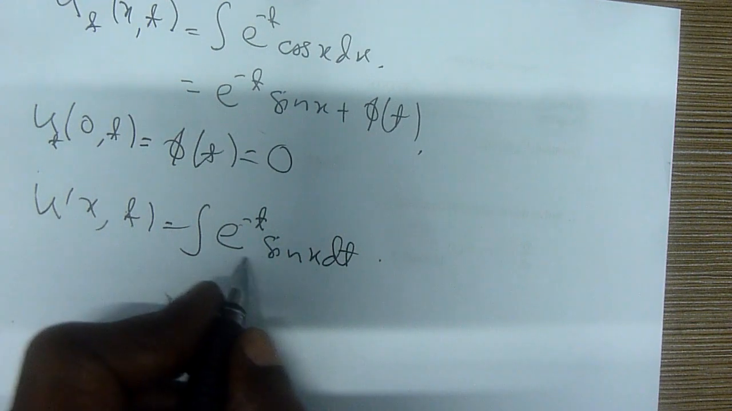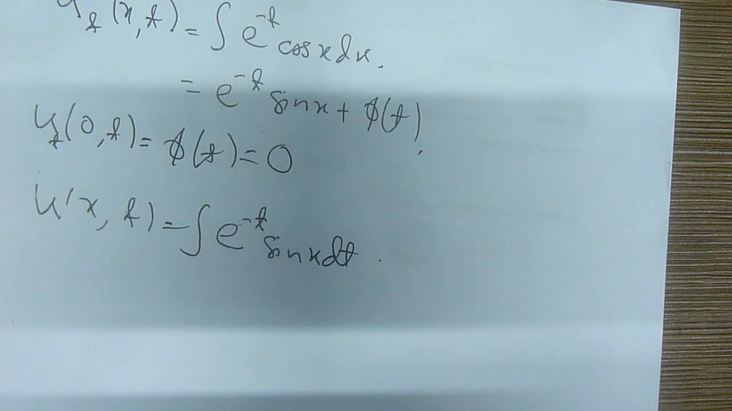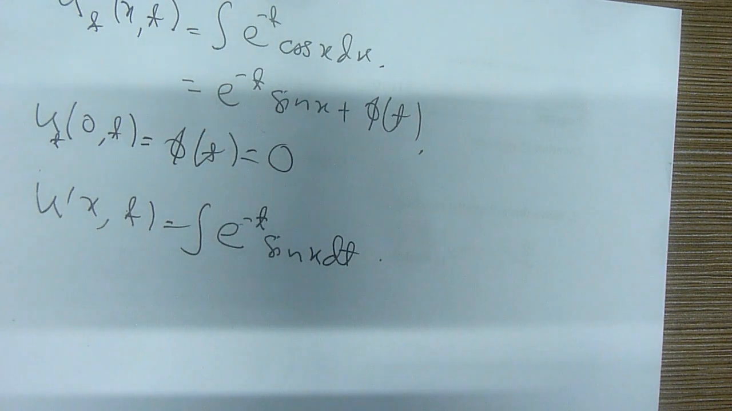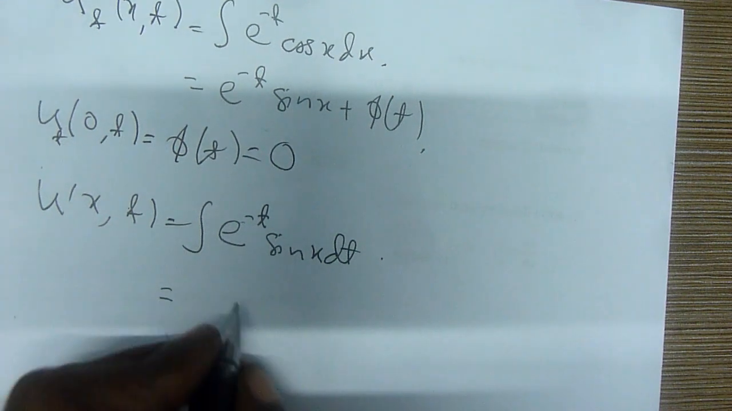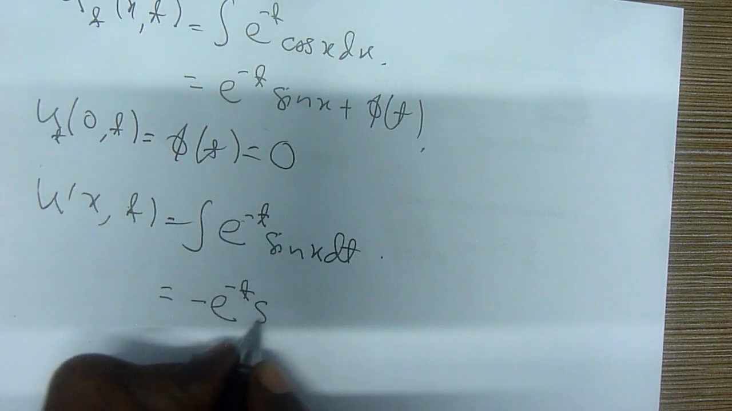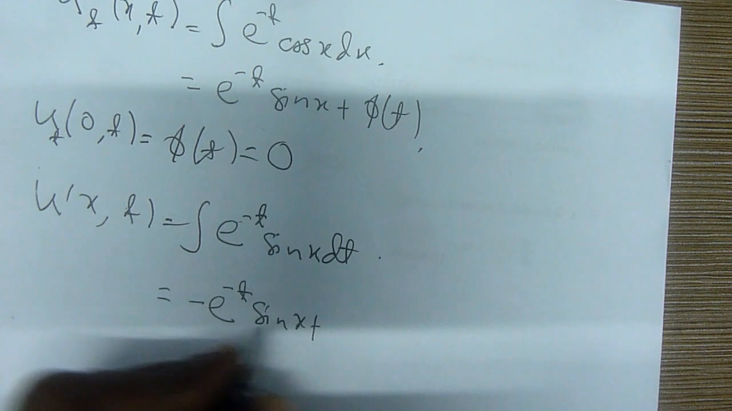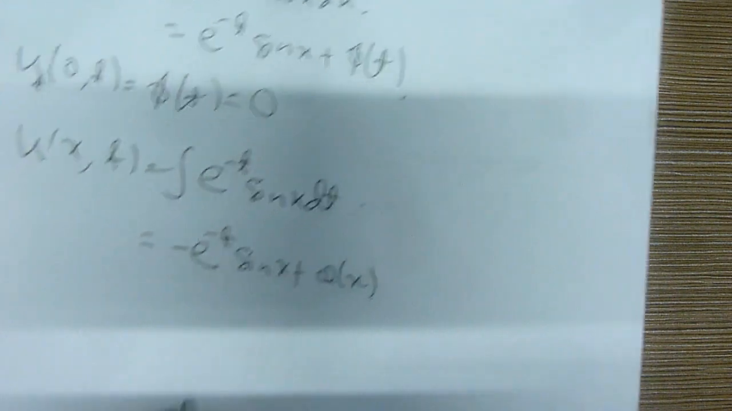Okay, you just concentrate on the t. Don't see this as a constant. Don't confuse yourself. Sometimes you tend to confuse. In this particular case you will get e^(-t) sin x. Can I use theta x?